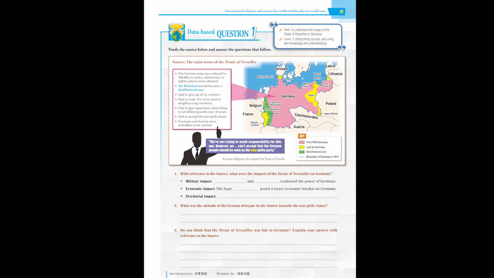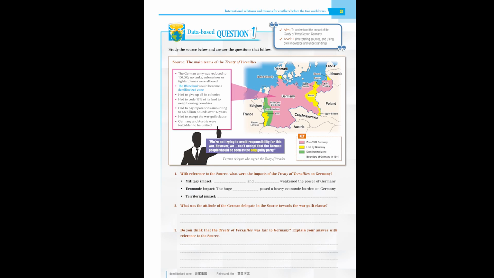Data-based question 1. Aim: to understand the impact of the Treaty of Versailles on Germany. Level 3. Interpreting sources and using own knowledge and understanding. Study the source below and answer the questions that follow. Source: the main terms of the Treaty of Versailles.